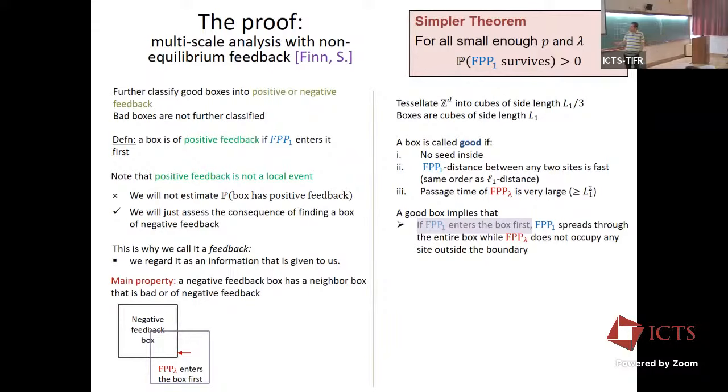What I claim is that this purple box cannot be positive. Why? Because it's FP lambda that did this. If it was positive, FP1 would take the whole box. That's what we saw in the first slide of the proof. So it cannot be positive; it's negative or bad. But if this one is negative, it will have its own parent that again cannot be positive. And if that one is negative, it has its own parent, which again cannot be positive. So I can keep this path of parents, which cannot close a cycle because I'm always moving back in time. So it has to end in a bad box.